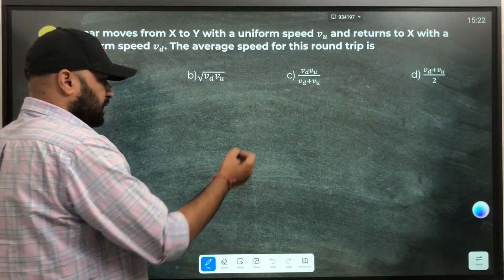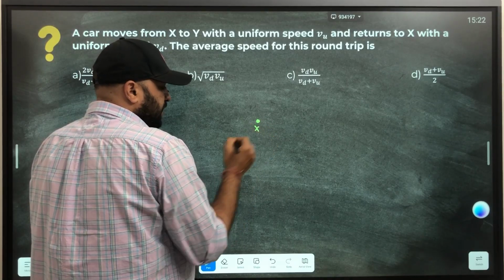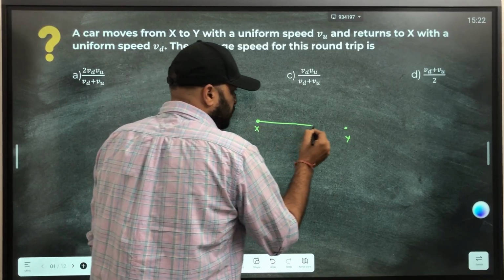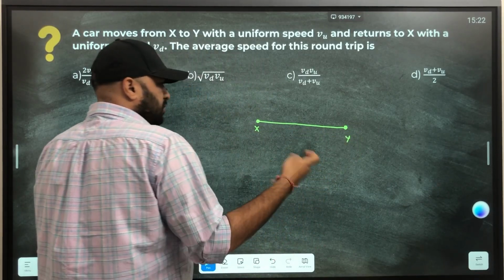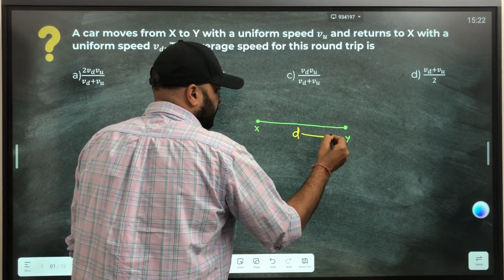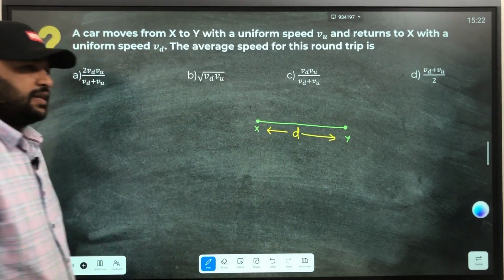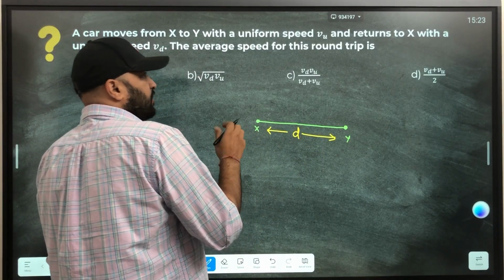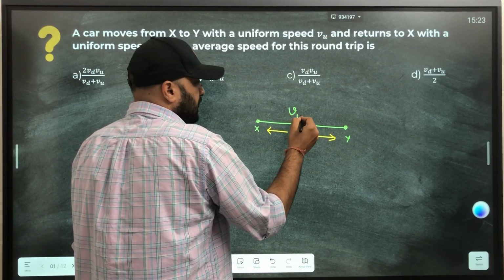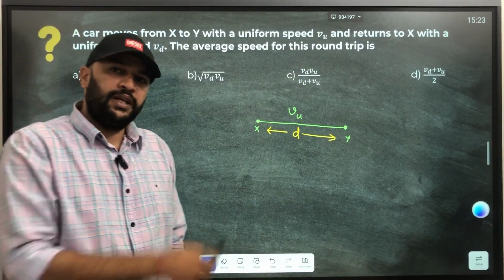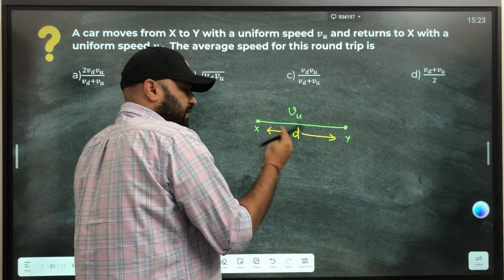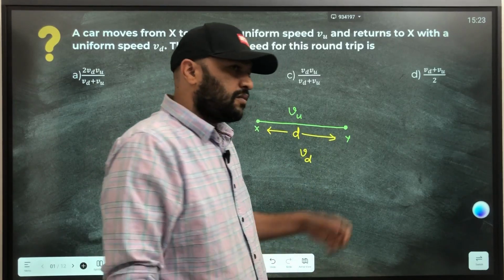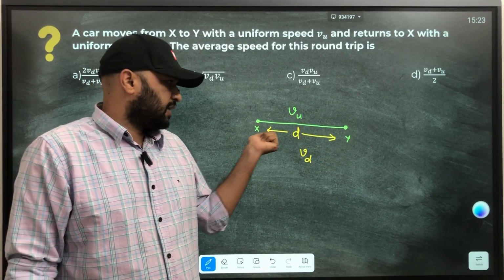Let's start with our initial point, any point x, and let's say this is any point y. The car is moving from x to y. Let us assume this distance is d. The separation between the points x and y is d. The car travels from x to y with speed vu, and it comes back from y to x with speed vd.